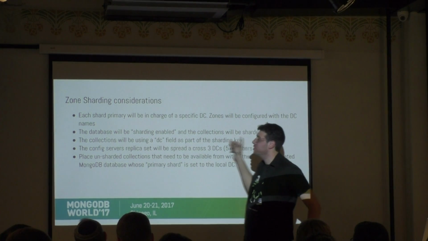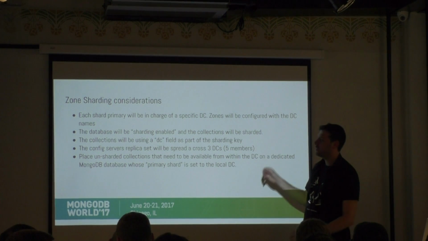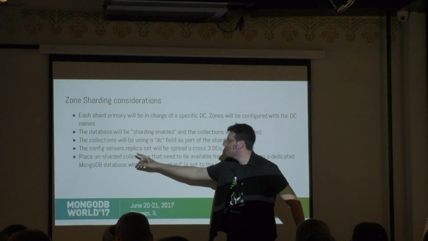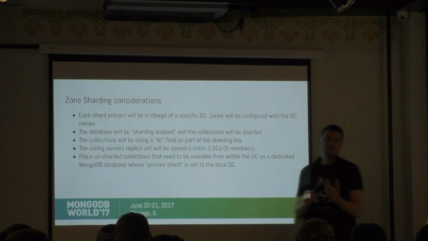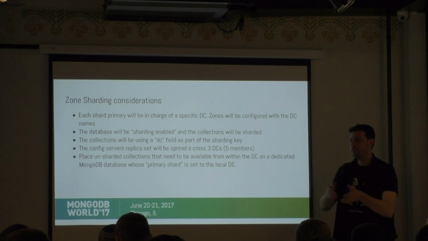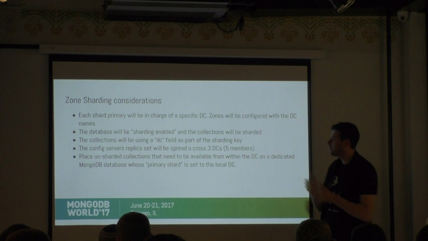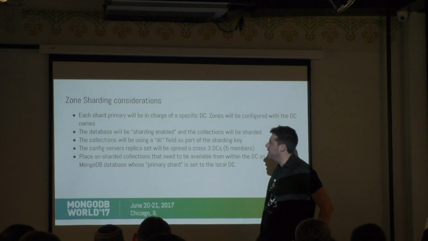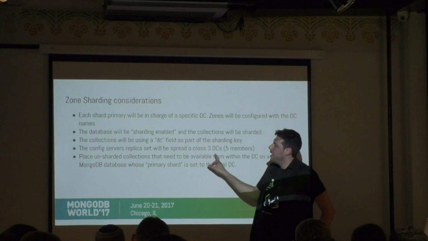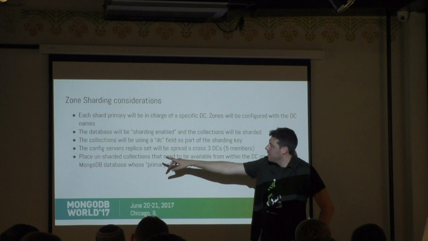The database must be sharding enabled. We're going to use sharding. The collections are going to use a DC field, which is going to be part of the sharding key, and this will actually let the primaries and the mongos know where to route those calls. Only for writes, not for reads.